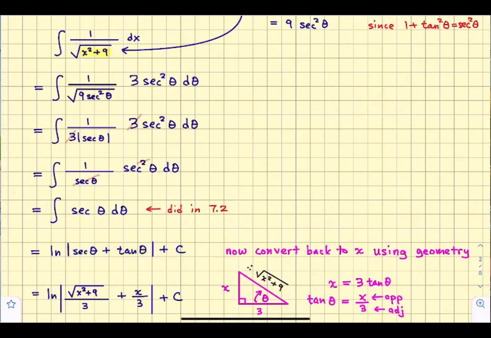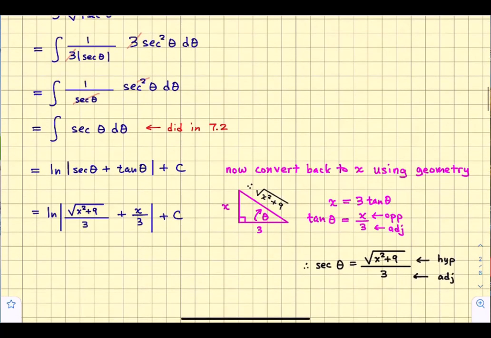Since we started in the x variable, we need to make sure we finish in the x variable, and finishing the conversion from theta to x is always done by drawing one of these triangles, using our substitution, filling out the rest of the parts of the triangle, and reading off the values that we need in our theta antiderivative. So here we know that x is equal to 3 tan theta. That says tan theta is x over 3. So when we draw this right triangle with reference angle theta, we know the opposite side is x, the adjacent side is 3. By the Pythagorean theorem, we can solve for the hypotenuse.